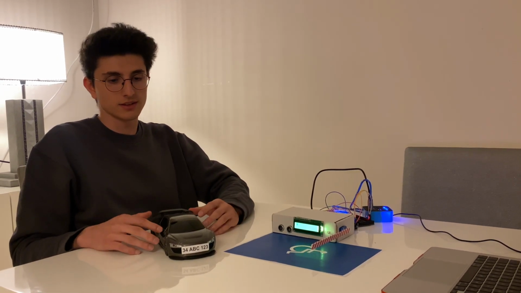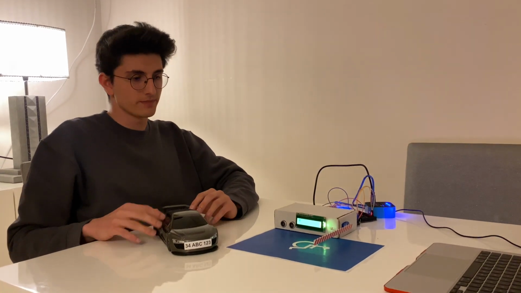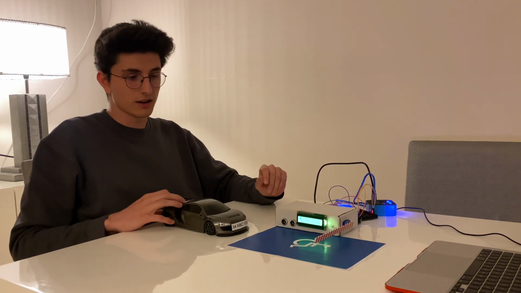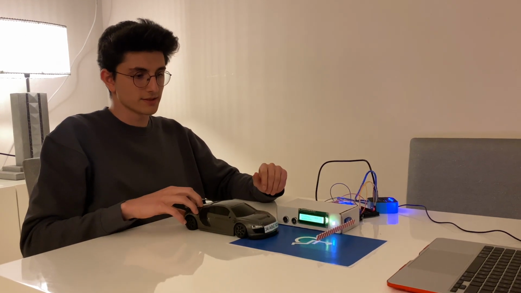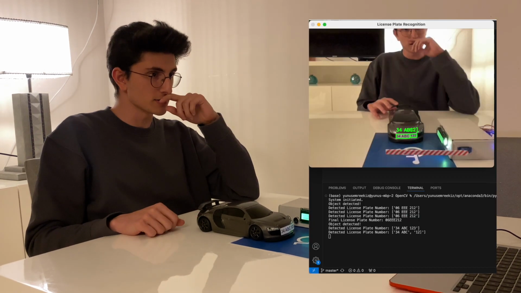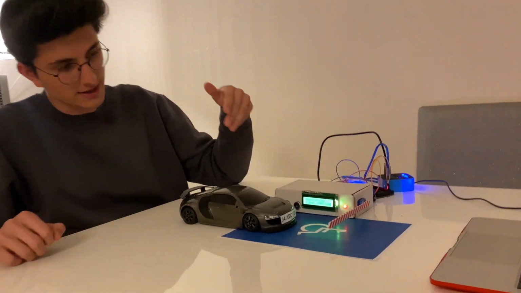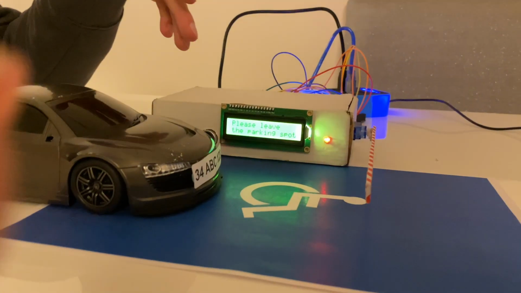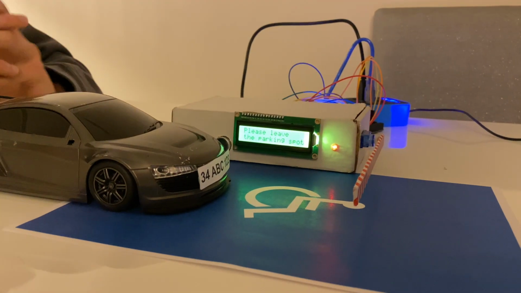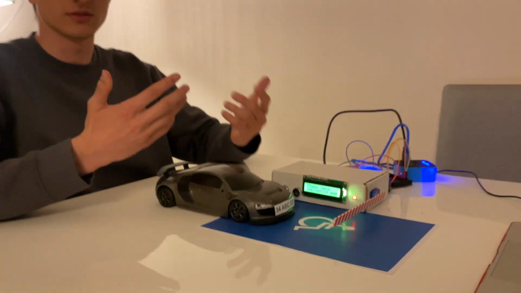For the second scenario, I changed the license plate into an unauthorized license plate, which doesn't exist in the list, and it's 34ABC123. When an unauthorized car tries to park in the space, it first initiates the plate recognition as in the previous one, and once it's detected that the license plate doesn't exist in the list, the LCD asks the driver to leave the parking spot so that they wouldn't intrude.